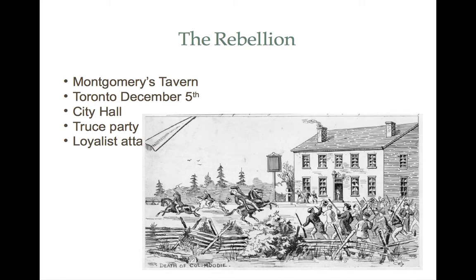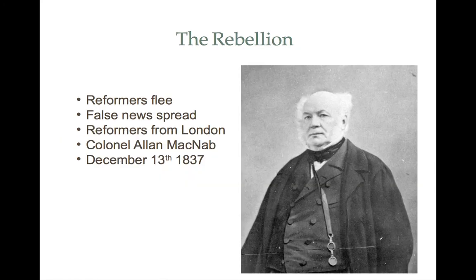On the way south, they met a truce party, but the demands were not accepted by either side, and Mackenzie continued his march towards Toronto until being stopped at Montgomery's Tavern, where they were attacked by Loyalists. The reformers fled, and the Loyalists burned down the tavern.